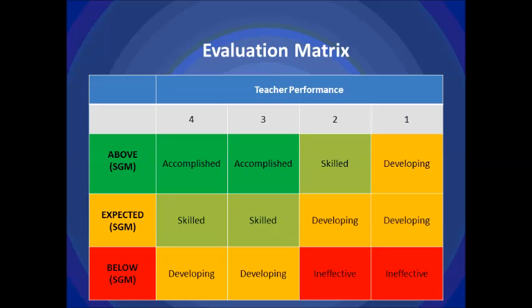I want to show you here though, as you look at this chart, you will notice that even though the matrix is said to be 50-50, it's actually weighted. And the student growth measure really does impact the overall rating at more of a level than the actual observations of the principal. So you will notice that if a teacher is accomplished in the student growth measure and is ineffective with their teacher performance, they still receive a skilled.